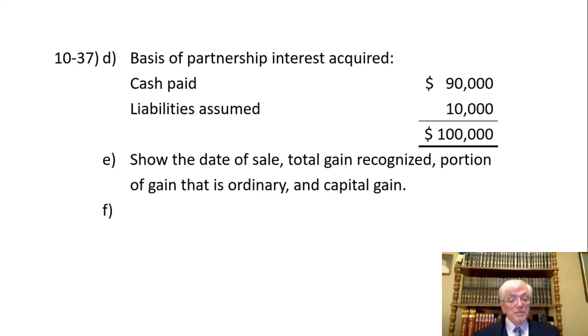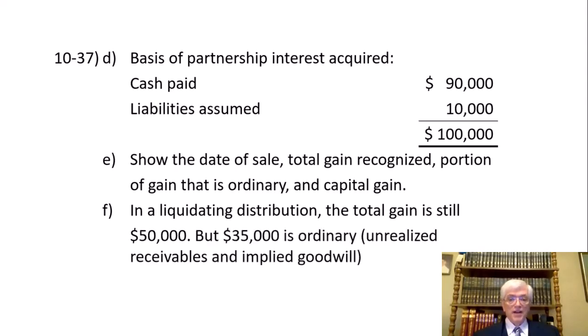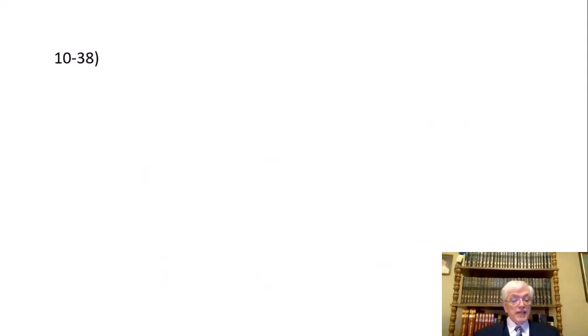Letter F. How would Barry's tax result differ if instead BDD distributed $90,000 of its cash in liquidation of Barry's interest, with the remaining partners assuming Barry's share of partnership debt? In a liquidating distribution, total gain is still $50,000. That hasn't changed. But $35,000 is ordinary. That's the unrealized receivables plus the implied goodwill of $5,000. The other $15,000 is capital gain. Next problem, 38.